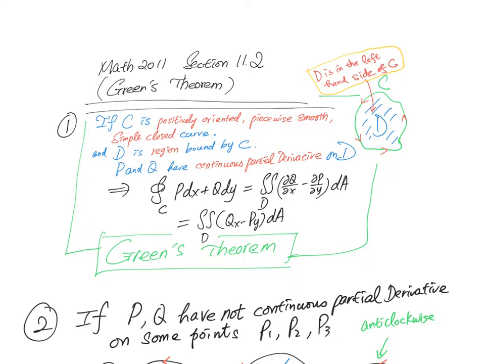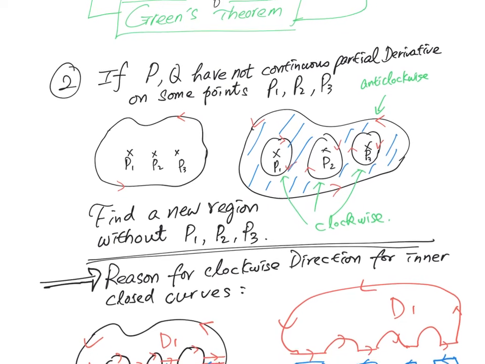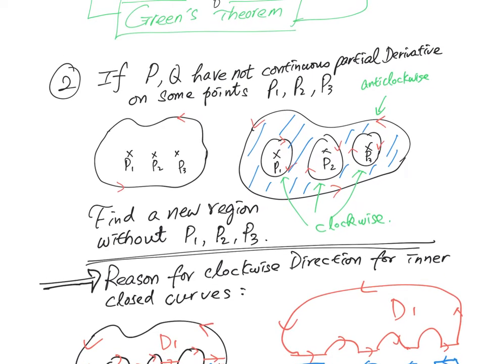You remember that a double integral may be type 1 or type 2. It's very easy to compute. But there's another problem. If over the region D there are some points, for example P1, P2, P3, where P and Q, these two functions, may not have continuous derivatives over these 3 points. Of course, you can consider there are n points, it doesn't matter.